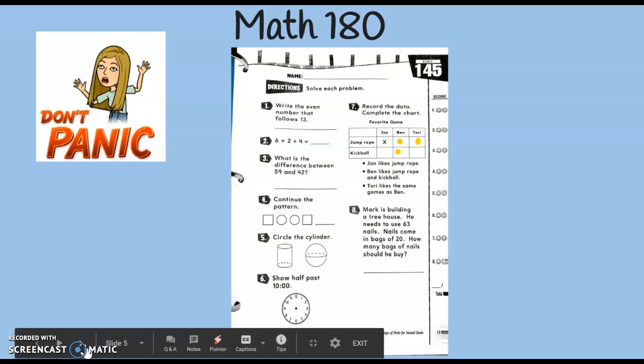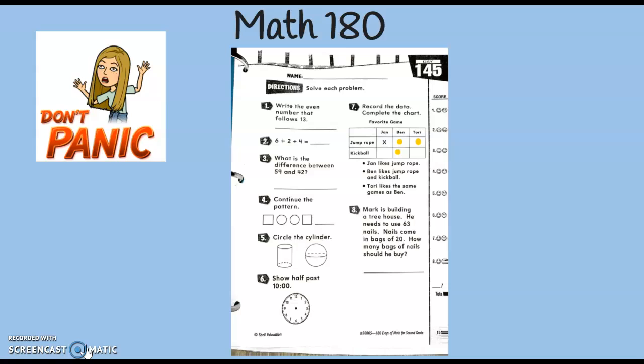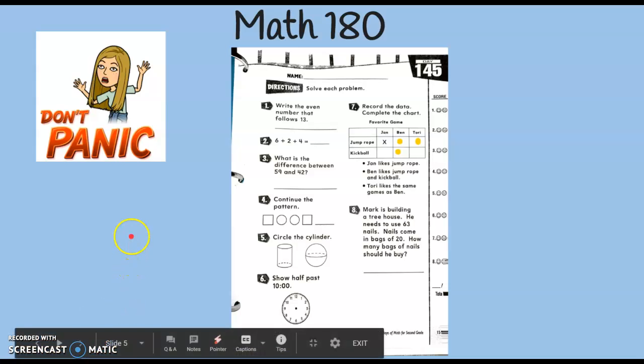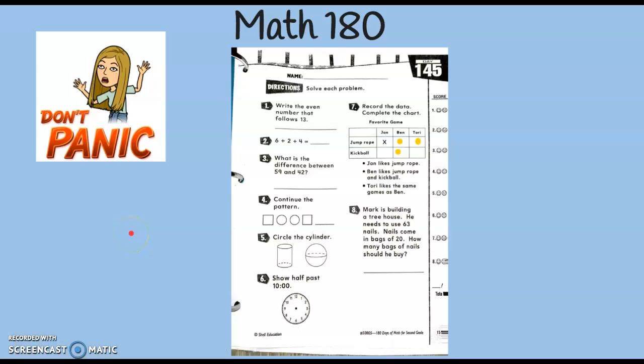Alright, Math 180, day 145. If you've not finished that yet, please go ahead and do it now. Alright, write the even number that follows 13. So this is tricky because they give you an odd number. The even number that follows 13 would be 14.